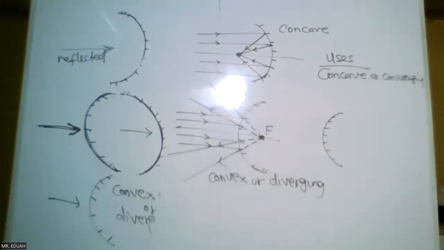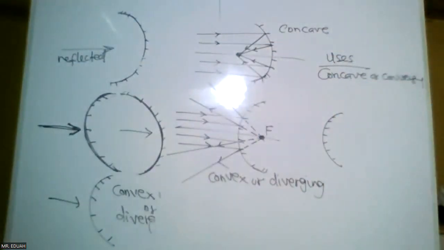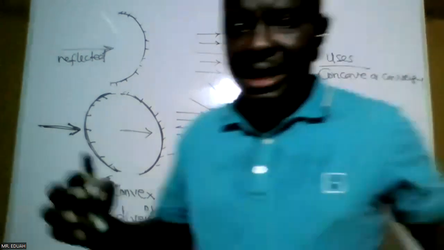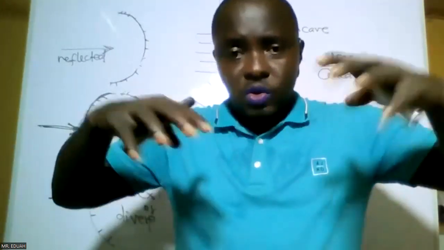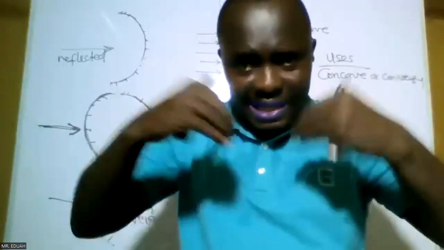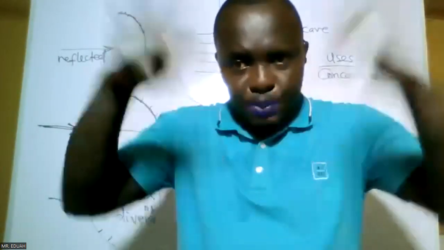Sunglasses. Yes, yes. It is used to diverge UV light so that UV light doesn't concentrate. It's ultraviolet light from the sun. When it hits it, it spreads it out.